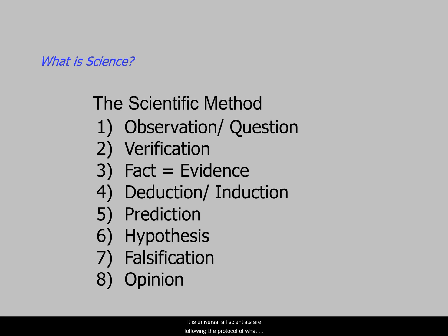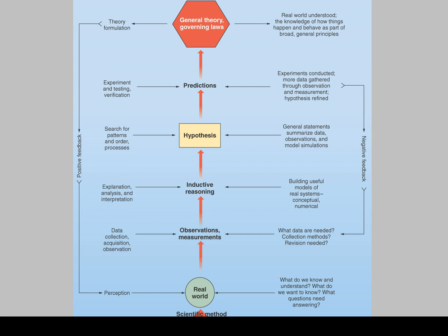All scientists are following the protocol of what you do first, second, and third, allowing for science and the discovery to be repeatable and tested. Now we can look at the flow chart. This is from your textbook of the scientific method. And for this case, we want to go ahead and start at the bottom here. So we have our real world situation. We have our perception. So what do we know and understand? What do we want to know? What's our question that needs answering?